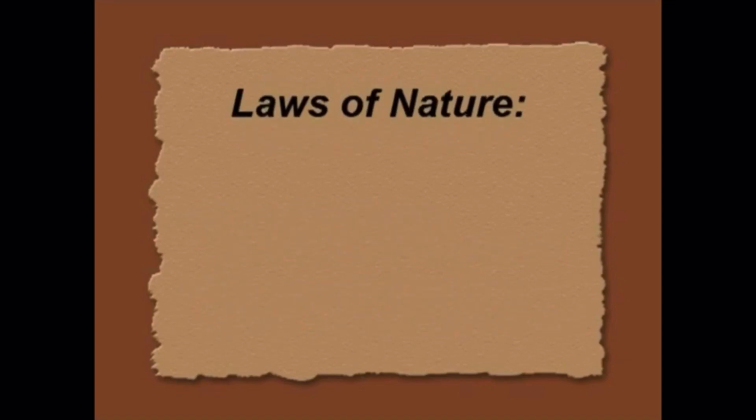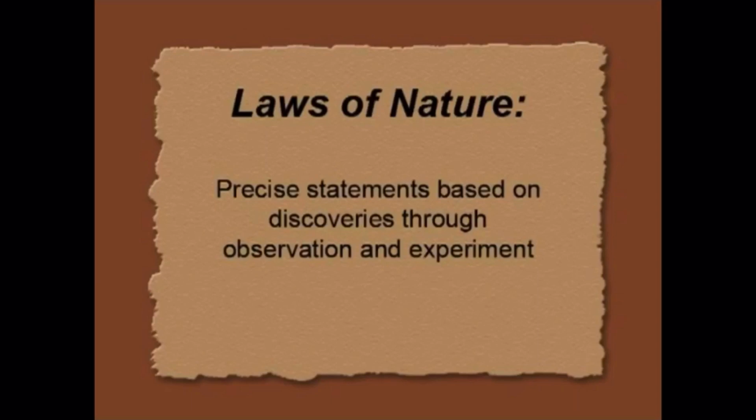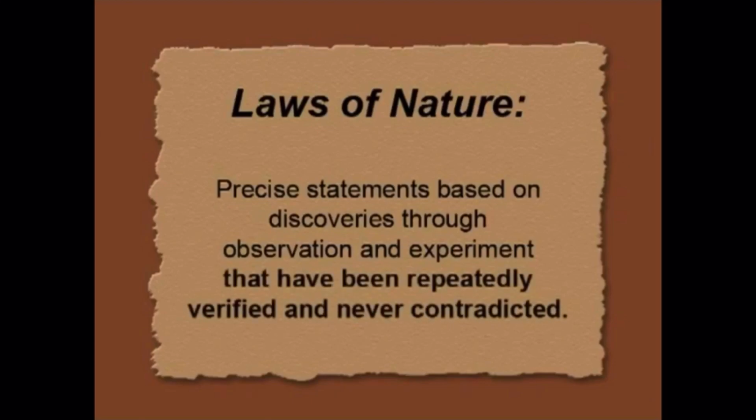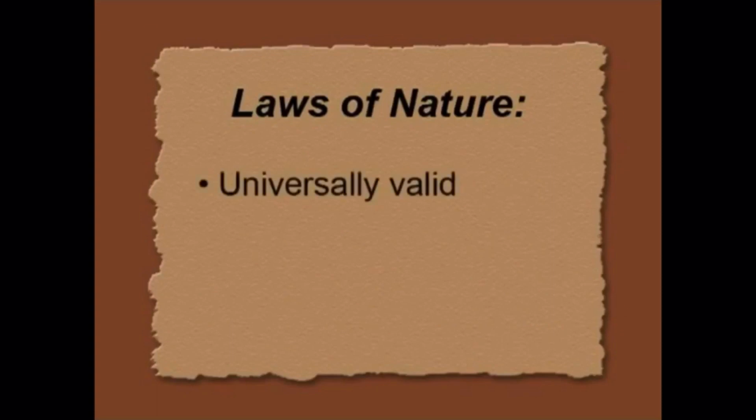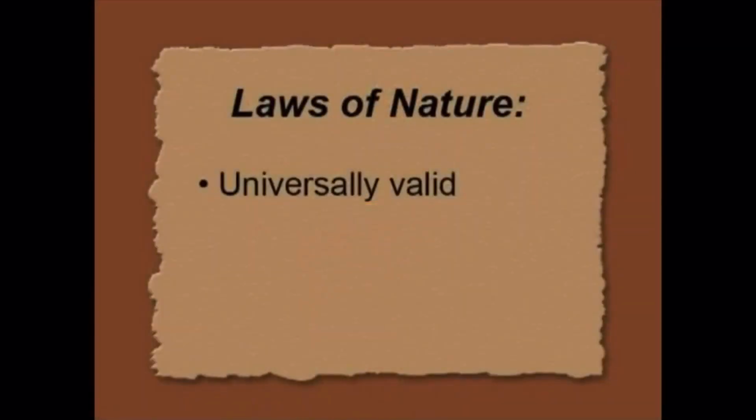Laws of nature are precise statements based on discoveries through observation and experiment that have been repeatedly verified and never contradicted. Very important statement. Laws of nature are universally valid. They are valid in Australia, in Germany, in America, on the moon, and in the complete universe. Laws of nature do not vary in time. It's also a very important statement.